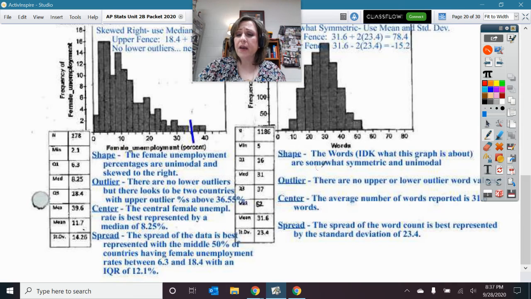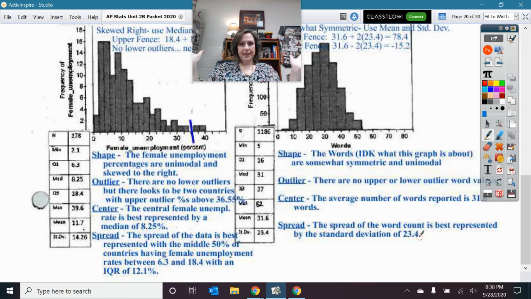And so here we go. The shape of the words, I don't know what this graph's about, but it's somewhat symmetric and unimodal. There are no upper or lower outlier word values. And the average number of words reported is 31.6 words. And the spread is best represented by the standard deviation. The average distance from the mean is 23.4 words.